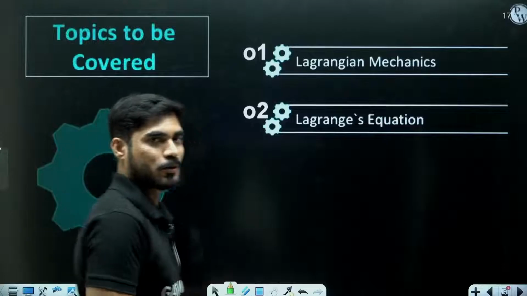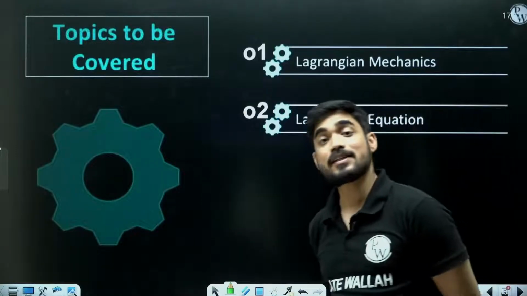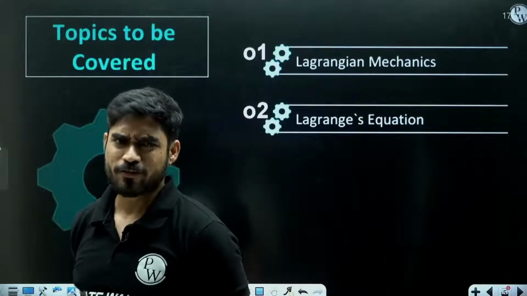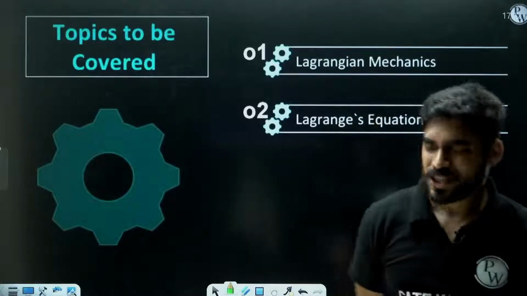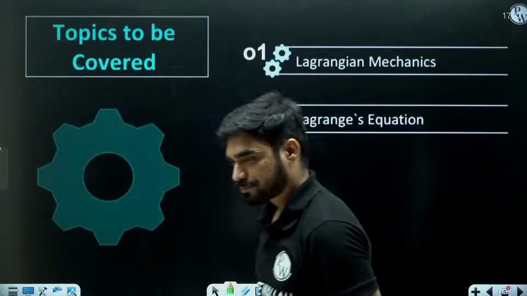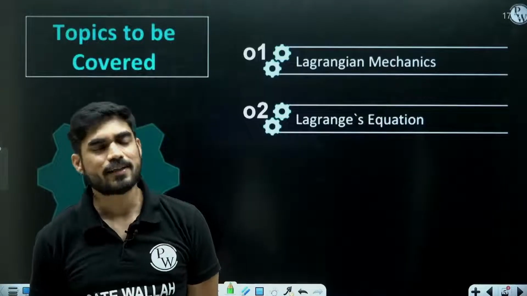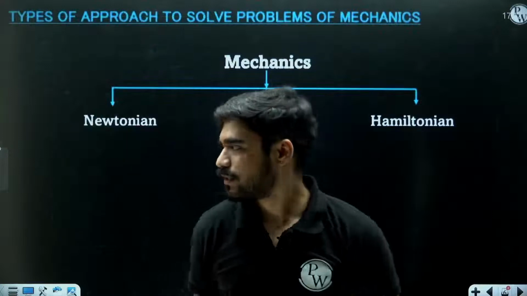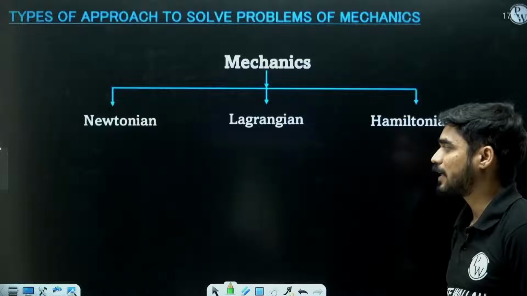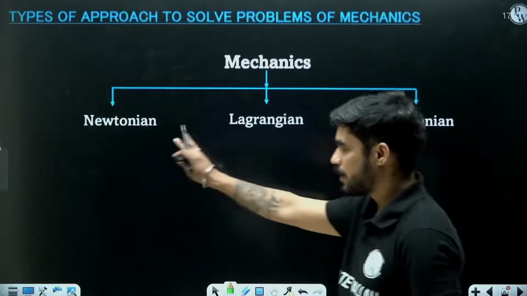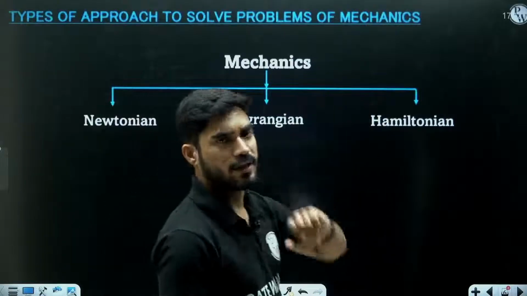Now let's move on to today's topic, which is Lagrangian mechanics or Lagrange's equation of motion. Now first of all, let's understand what is Lagrangian mechanics. See, engineering mechanics is studied from different perspectives. When we study the concepts of engineering mechanics, these are the 3 different perspectives: there is Newtonian mechanics, there is Lagrangian mechanics, there is Hamiltonian mechanics.